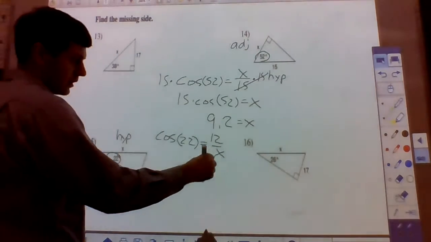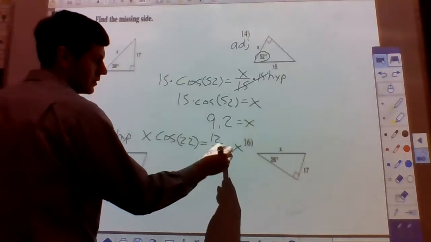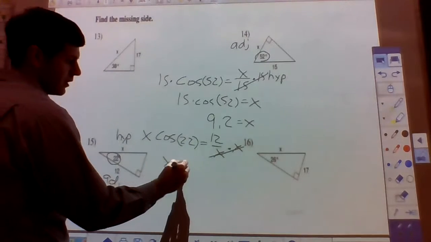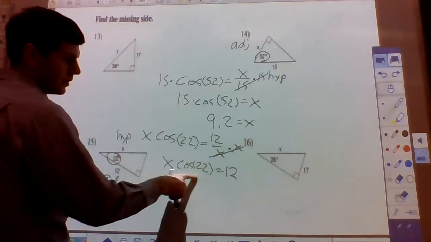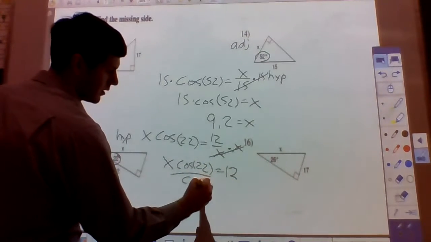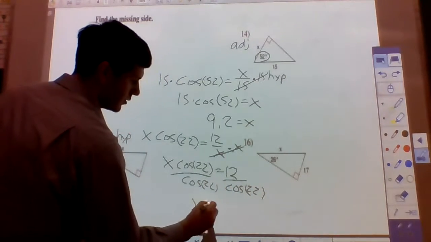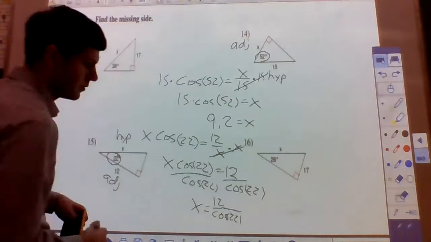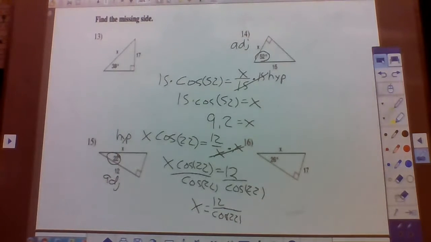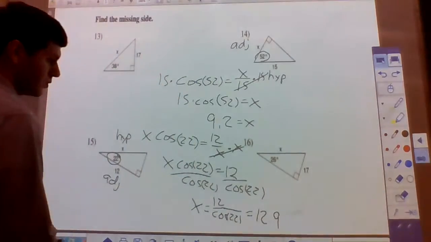To solve for x, we've got to get x by itself, so we need to get x out of the denominator. We multiply both sides by x. These x's are going to cancel. We have x times the cosine of 22 equals 12. To get x by itself, we need to divide both sides by the cosine of 22. So x equals 12 divided by the cosine of 22, which is 12.9. So x is going to be 12.9.